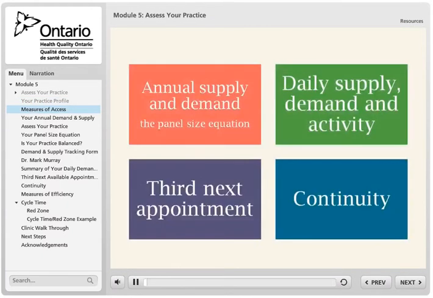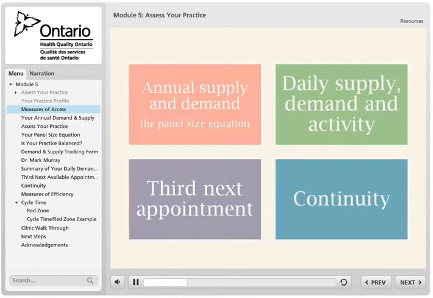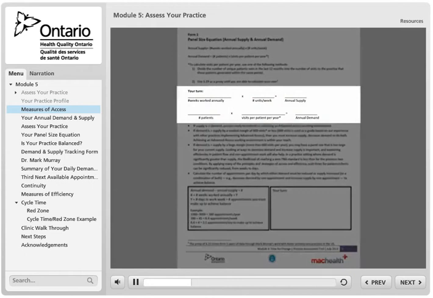As discussed, the key to improving access is balancing your supply of appointments with the demand for appointments. There are 4 different measures your team will use to better understand supply and demand and to guide your access improvements. Annual supply and demand, which is calculated using the panel size equation, is the first piece of data your team will calculate using Form 1 in the Practice Assessment tool.